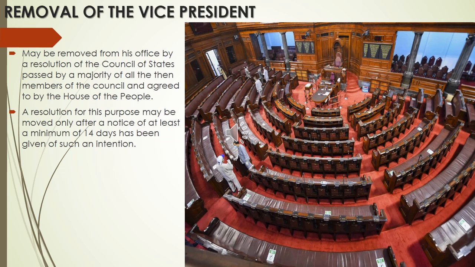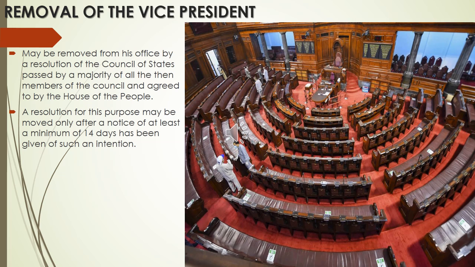So the Vice President may be removed from his office by a resolution passed by the Rajya Sabha with the majority of the members of this council, and it should be agreed by the Lok Sabha members. A resolution for this purpose may be moved only after giving a notice of at least a minimum of 14 days.